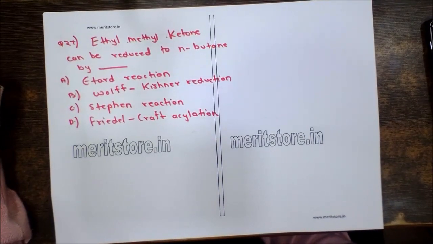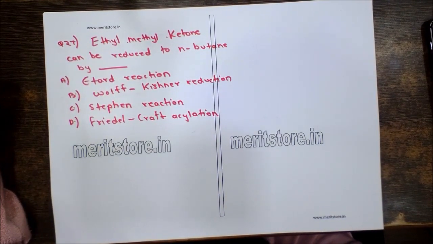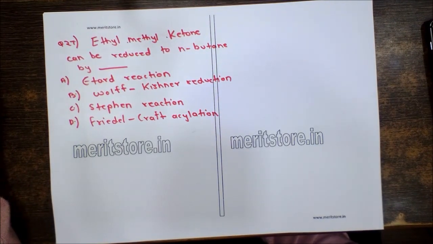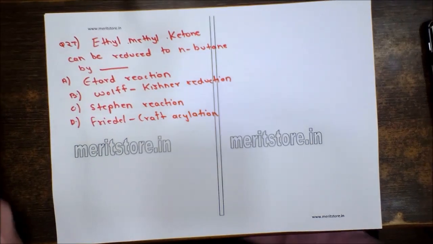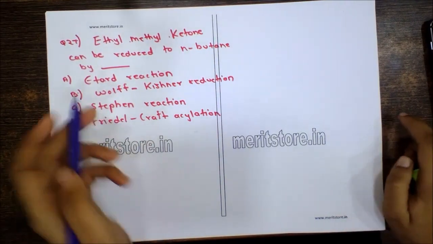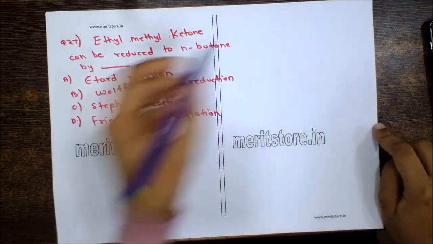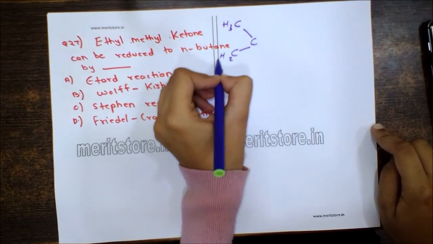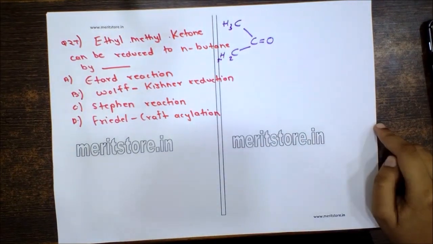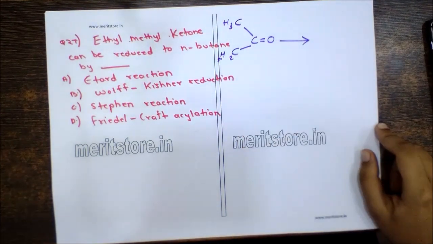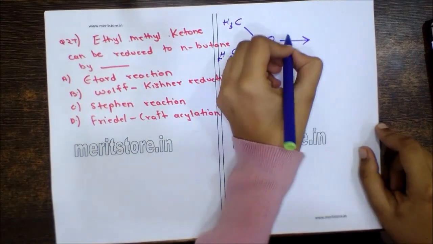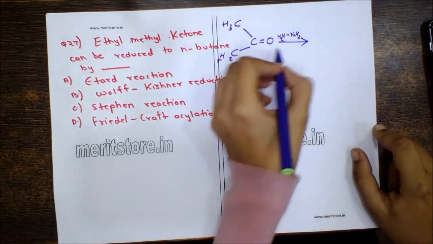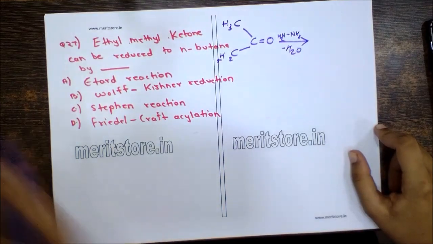Question 27. Ethyl methyl ketone can be reduced to n-butane by A. Etard reaction, B. Wolff-Kishner's reduction, C. Stephen's reaction, D. Friedel-Crafts acylation. First, we will convert it. So on my reactant side, I have ethyl methyl ketone. This is my methyl. Over here, I make my ethyl. This is my ethyl methyl ketone. I will react it with NH2NH2 minus H2O. This will give out water.